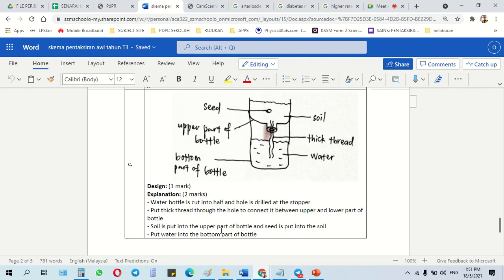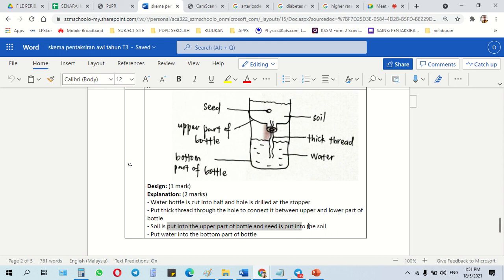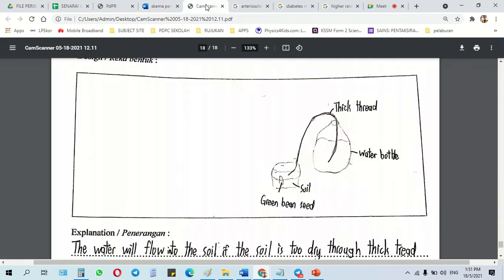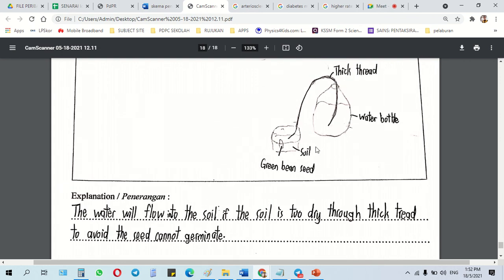Okay, ini tadi. Okay, so bagi tahu dekat situ, put thick threads through the hole to connect it between upper and lower part of bottle. Soil is put into the upper part of bottle and seed is put into the soil. Put water into the bottom part of the bottle. So that tengok balik semula jawapan. The water will flow into the soil if the soil is too dry through the thick thread to avoid the seed cannot germinate.